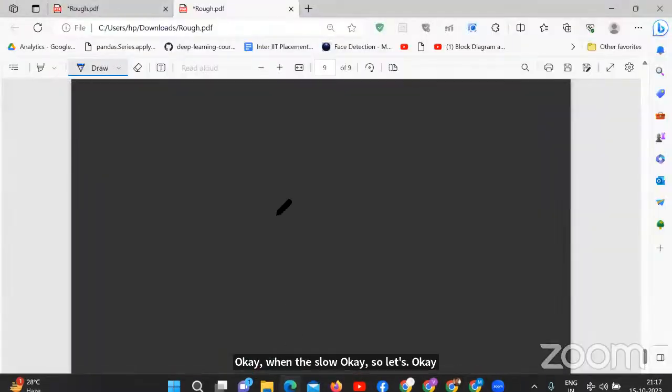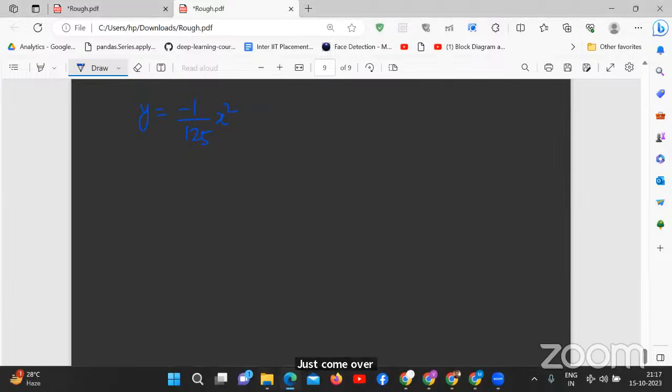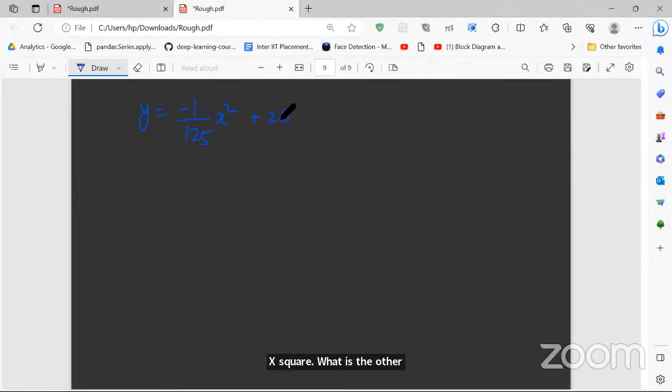I guess many of you would have struggled to solve this one. But this was also simple, right? So y is equal to what? What is the equation? Minus 1 upon 125 x square, plus 20. In this question, we have to find the y coordinate.